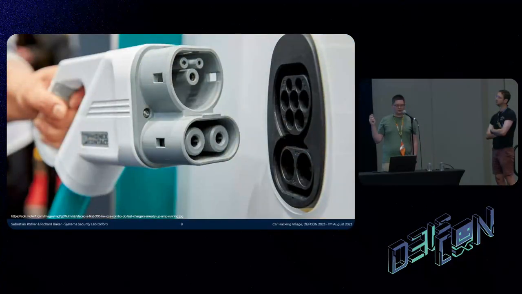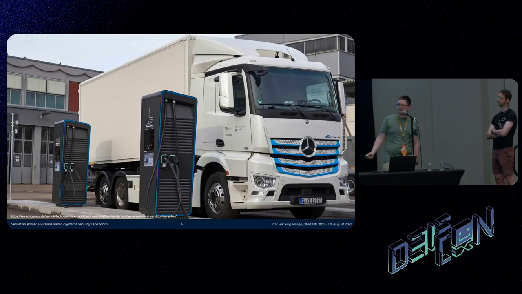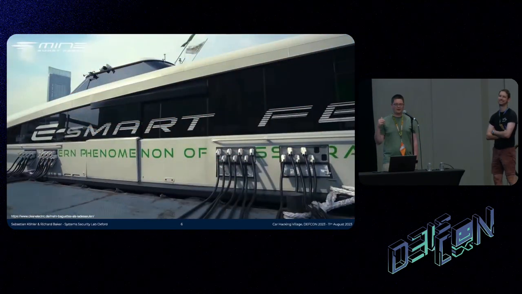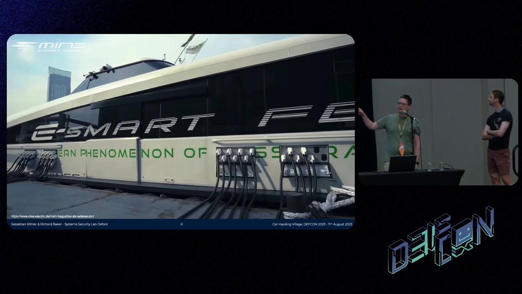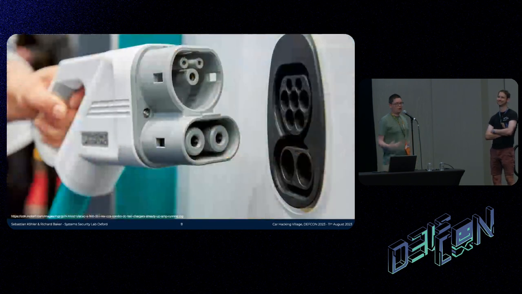Another example is this ferry. You can see it is electric, and it has 28 charging cables. So they charge simultaneously with 28 charging cables. But there's also now a move in the mining industry, so making mining greener, so electrifying mining equipment. And yeah, why did I tell you all this?